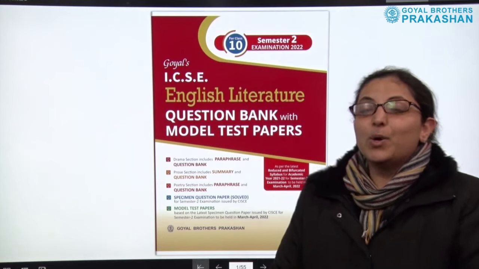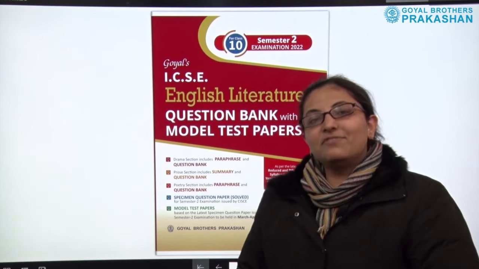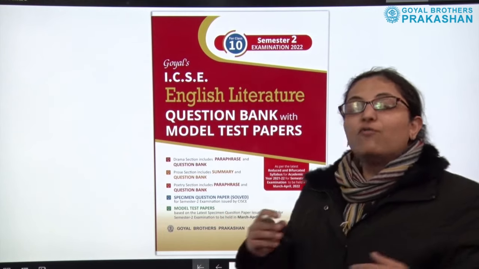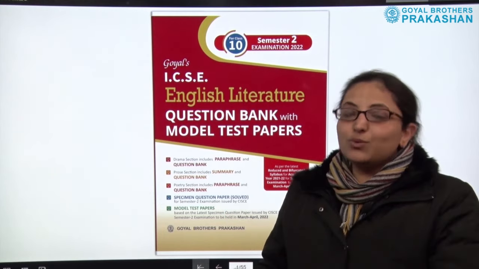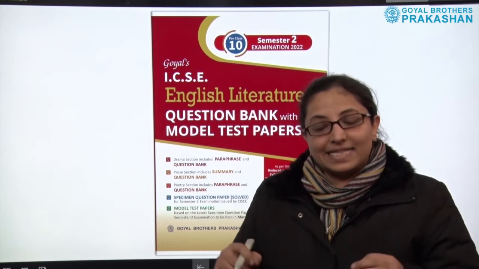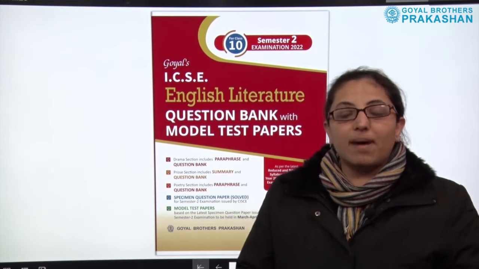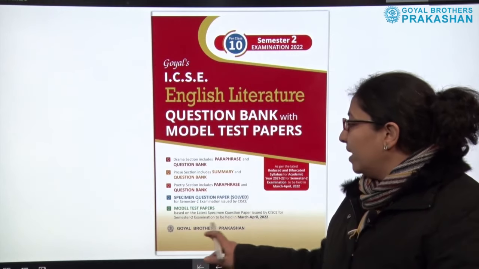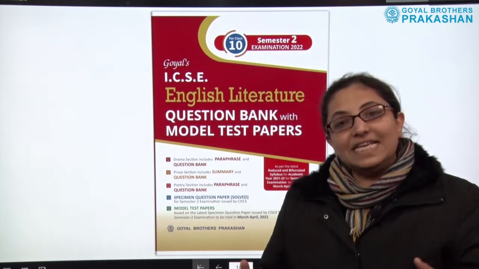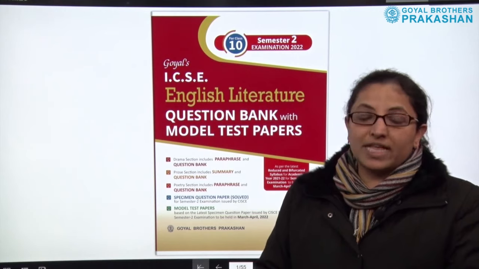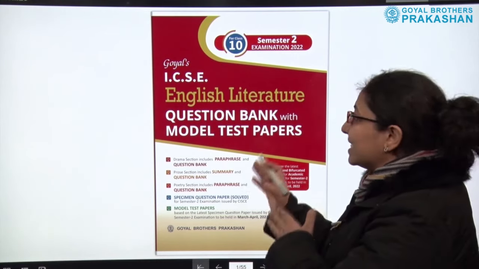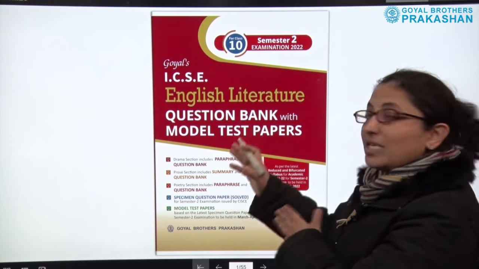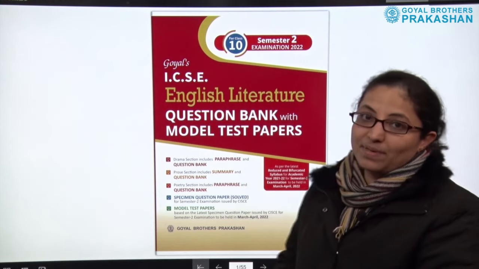Hello everyone. As you know, the Council for the ICSE board has released a specimen question paper for all the subjects for semester 2 examinations, which are to be held this year in the months of March and April. Based on that specimen question paper, Goyal Brothers Prakashan have released a set of 12 books in different subjects. This is the book for English literature.